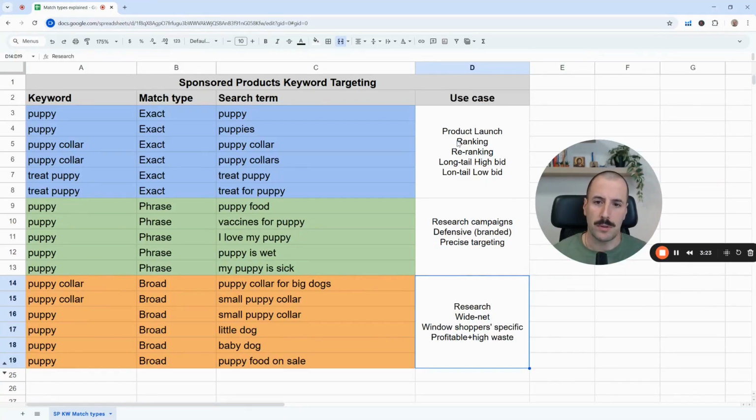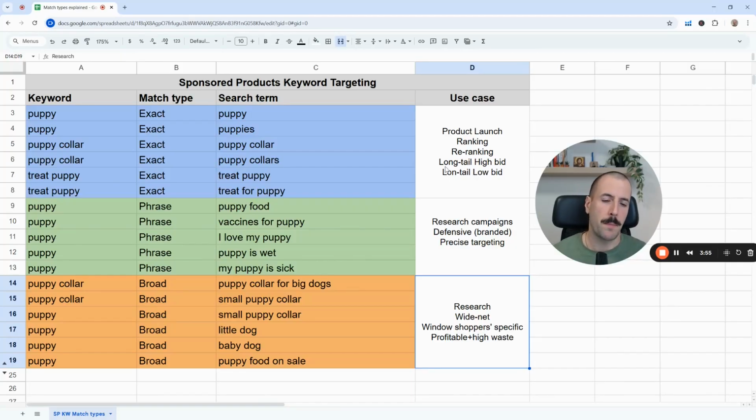But also this exact match can be used in ranking campaigns, most likely single keyword campaigns. So single campaign, single ad group, single keyword inside an exact match to hit some organic ranks that you want to aim for. Then also re-ranking after maybe a stock out. Then it's very useful for long tail high bid keywords and long tail low bid.